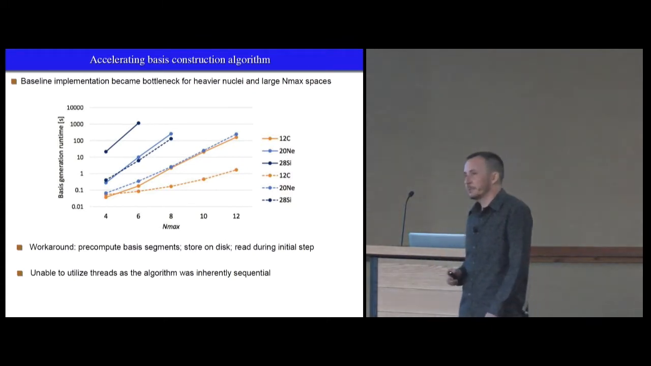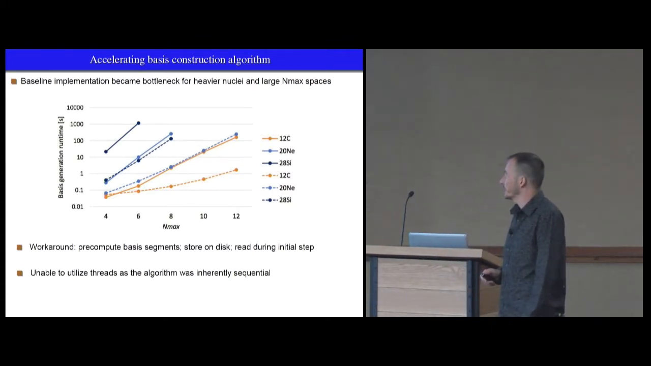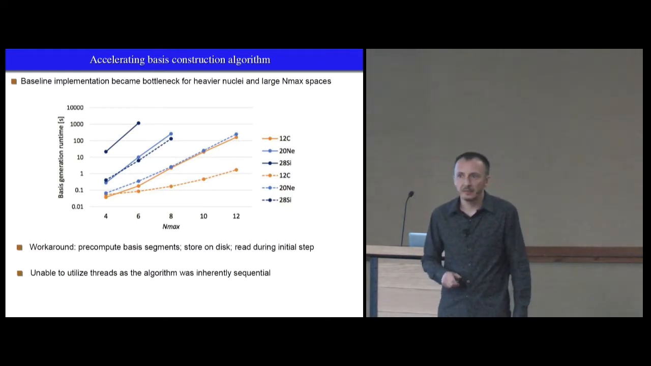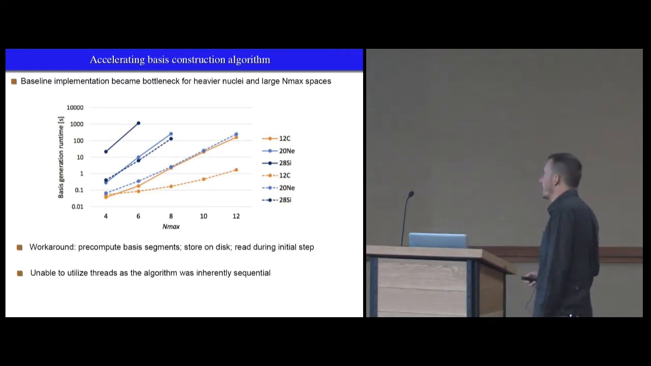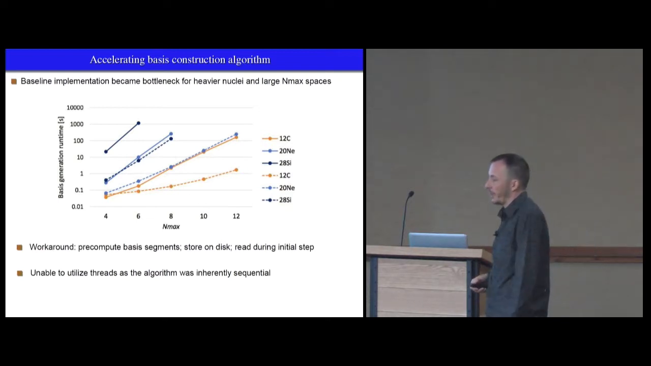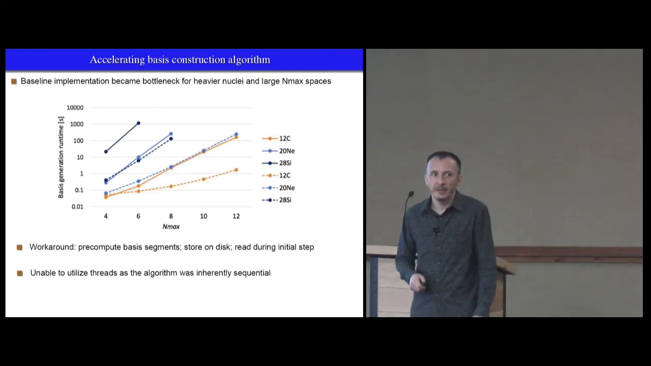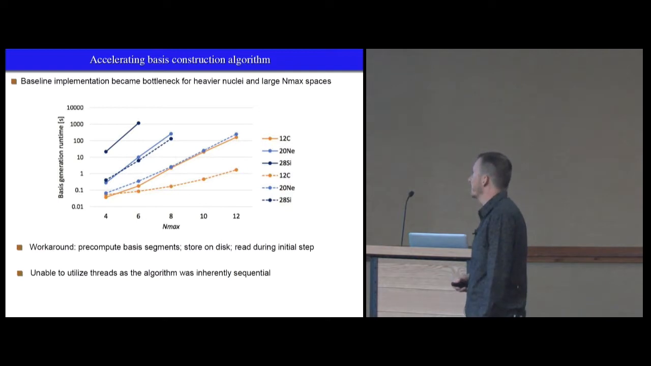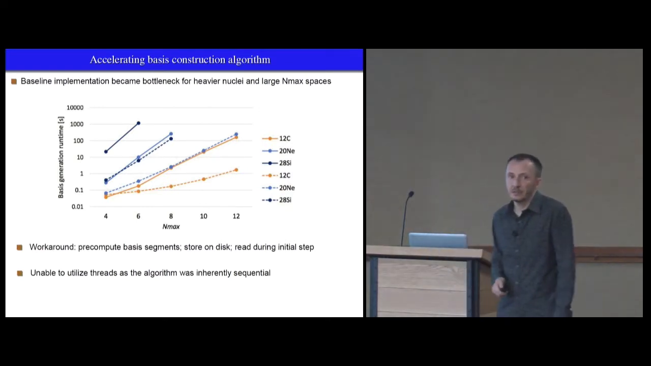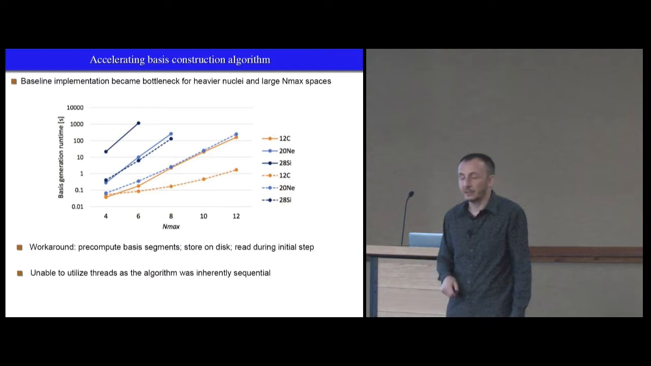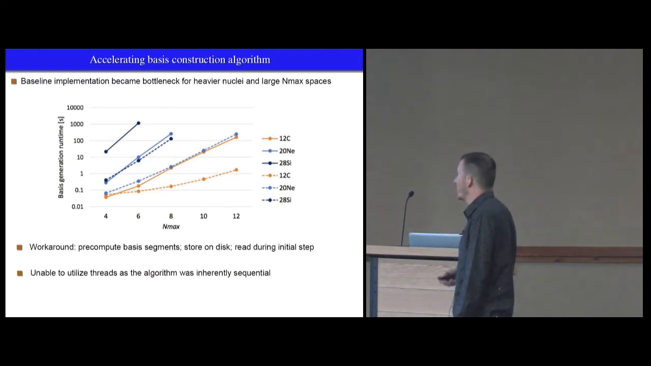So we revisited construction of our basis. Even though I said that the basis construction does not represent a major problem, the truth is that for large nuclei and large Nmax spaces, it quickly becomes a bottleneck. So for instance, you can see here for silicon-28 in Nmax 6 space, the construction of basis took us 1,000 seconds, and it gets much worse if you go to larger Nmax and heavier nuclei.